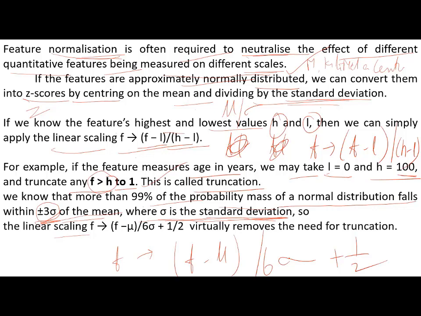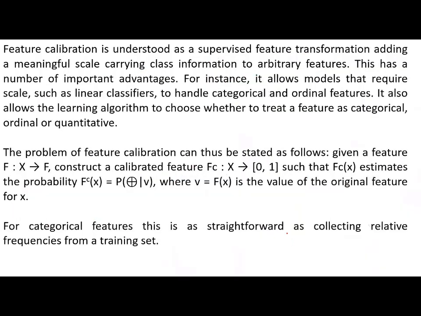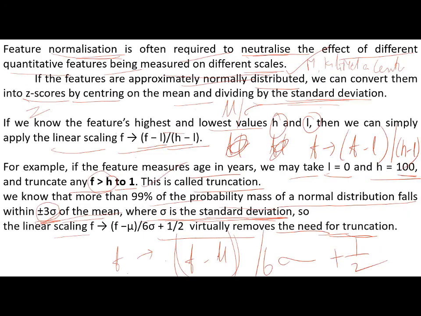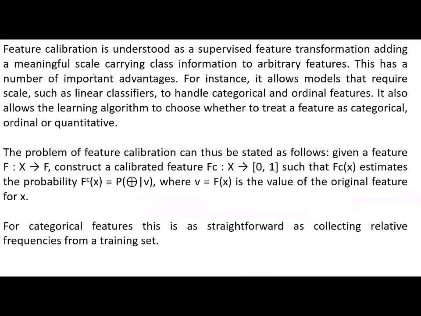This removes the need for truncation. F is equal to (F minus mu) by 6 standard deviations plus half. This is called no need of truncation. Now, what do you mean by feature calibration?